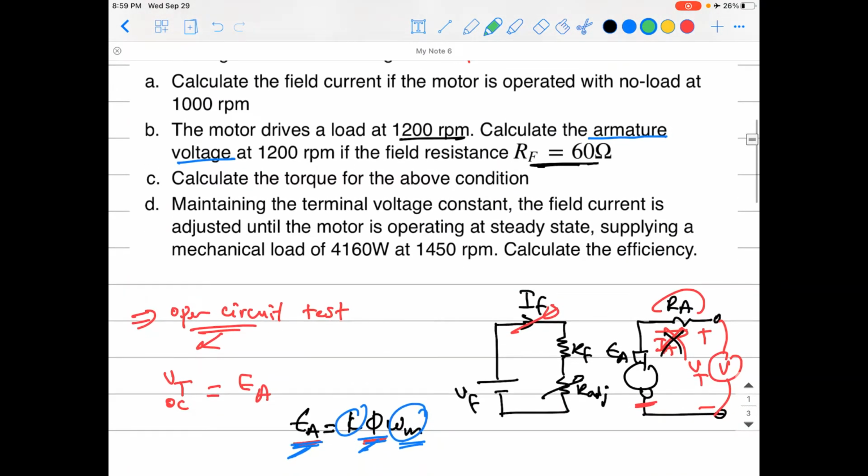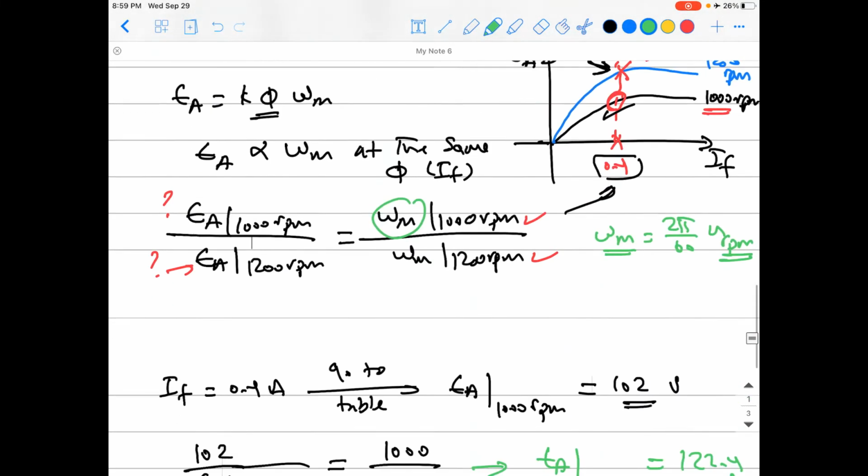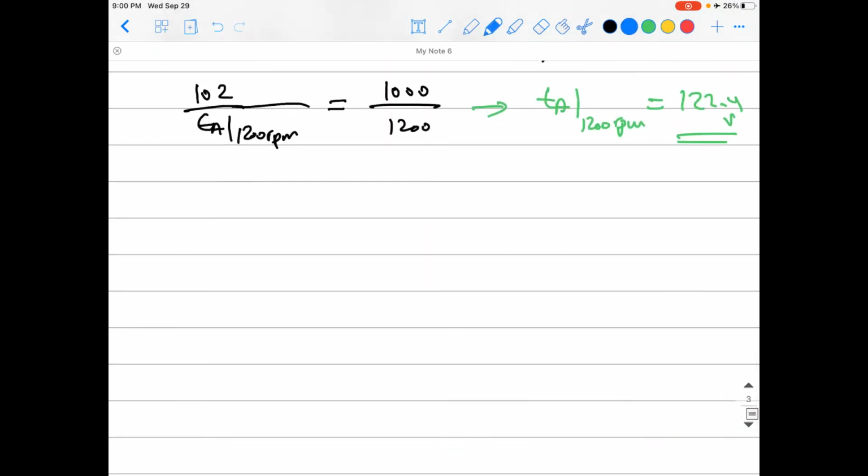Number C is saying calculate the torque for the above condition. So the same condition we've been talking about in number B. Now he wants you to calculate the torque. So we want to find the torque of the motor at the same condition, that means the speed, the N RPM, 1200 RPMs, and the induced voltage equals 122.4 volts, which we just calculated. We can use it now.